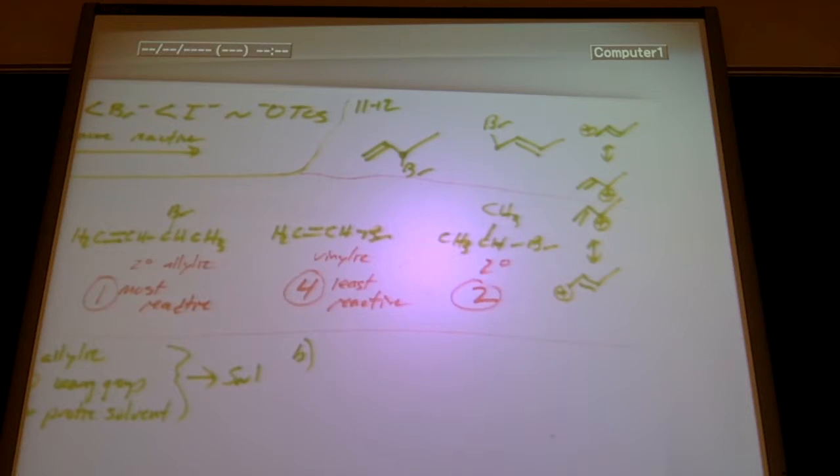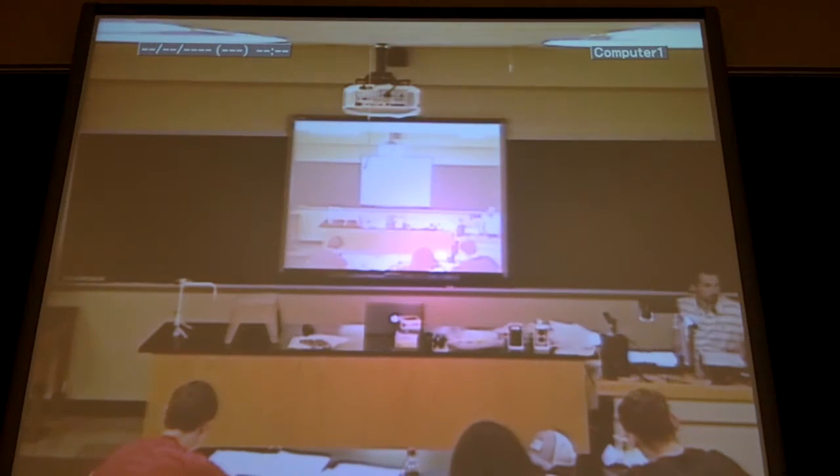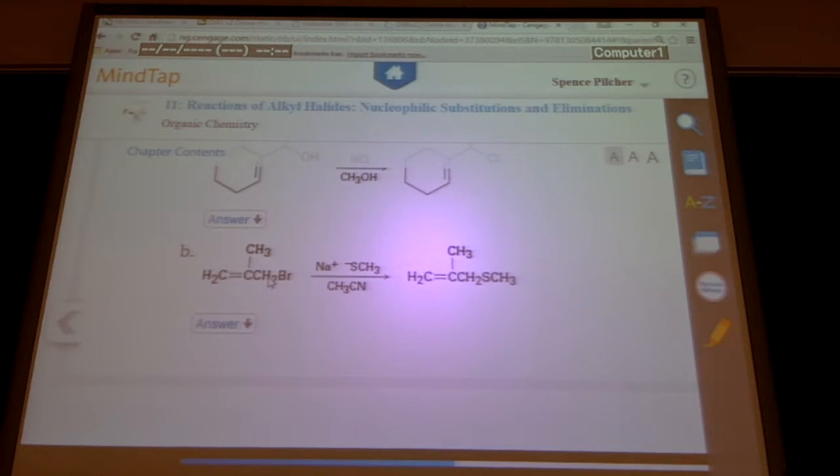Now if I look at B, B is primary. It's also adjacent to a double bond, so it's also allylic. I have my nucleophile here in a polar aprotic solvent. So since it's a polar aprotic solvent and primary, even though it's still allylic here, it's an SN2 mechanism.